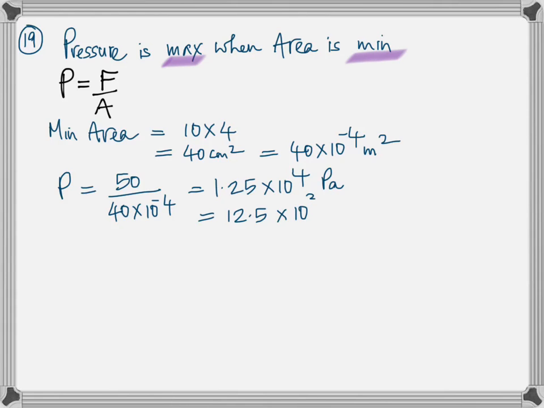And the answer is given in kilopascal, so I wrote it as 12.5 times 10 to the 3, which is 12.5 kilopascal. Right? Because 1,000 pascals is 1 kilopascal. So I had to write it as 1,000 there. I just moved one decimal place here and put this as 10 to the 3. Did you get that? I divided by 10 and multiplied by 10. That's what I did. So 12.5.